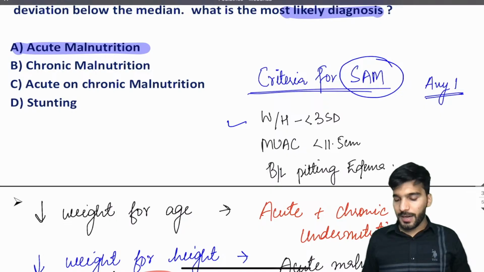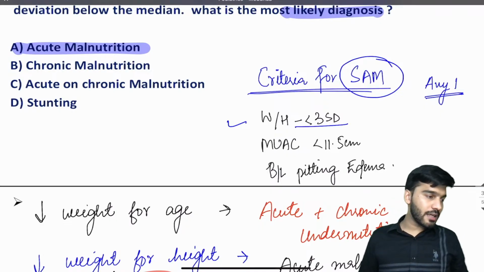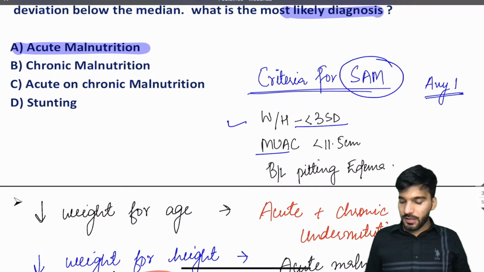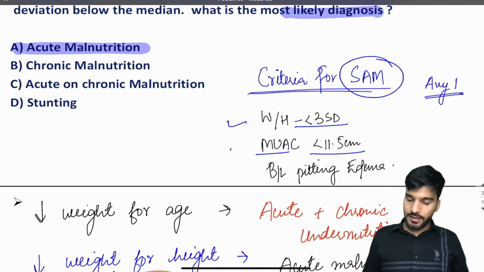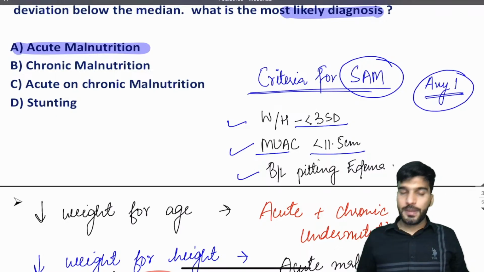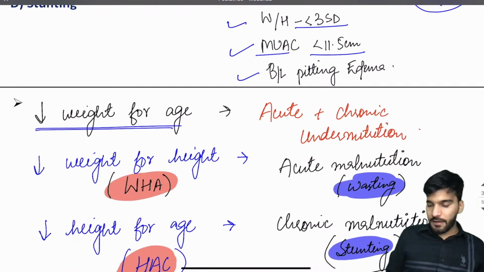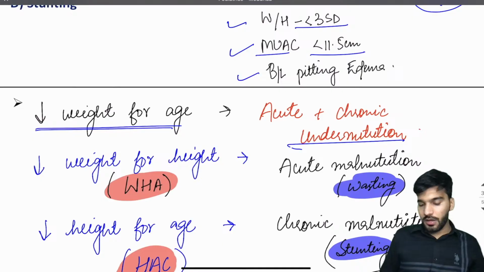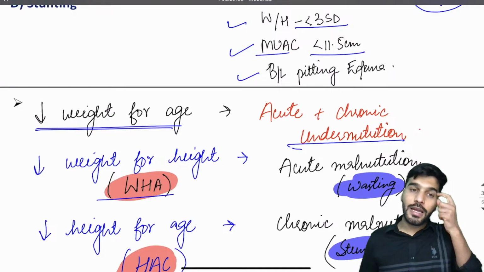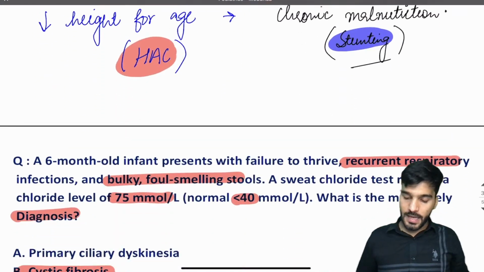Then we discuss about the criteria for severe acute malnutrition. Weight for height should be less than -3 standard deviation. Mid arm upper circumference should be less than 11.5 centimeter, and there should be bilateral pitting edema. Okay. Then we discuss decreased weight for age. We have acute plus chronic undernutrition. Weight for height, we have acute malnutrition, and height for age, we have chronic malnutrition.